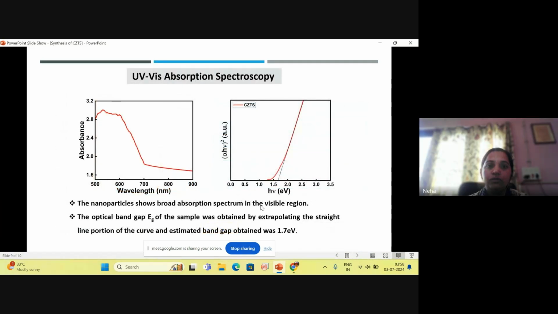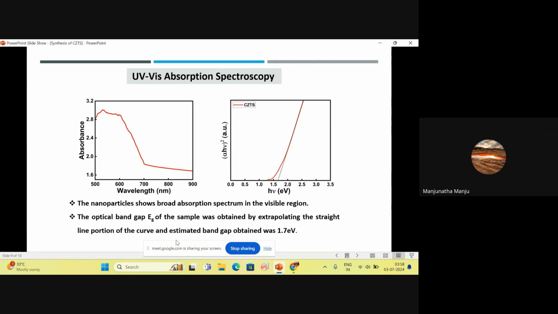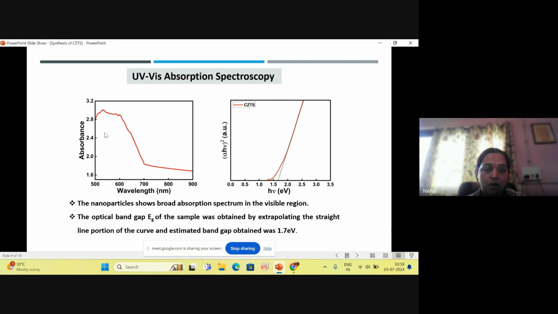It is the UV visible absorbance and band gap plots. The CZTS nanoparticle shows a broad absorption spectrum in the visible region, which proves that it is suitable for many photovoltaic applications. And here the band gap obtained was 1.7 electron volts.